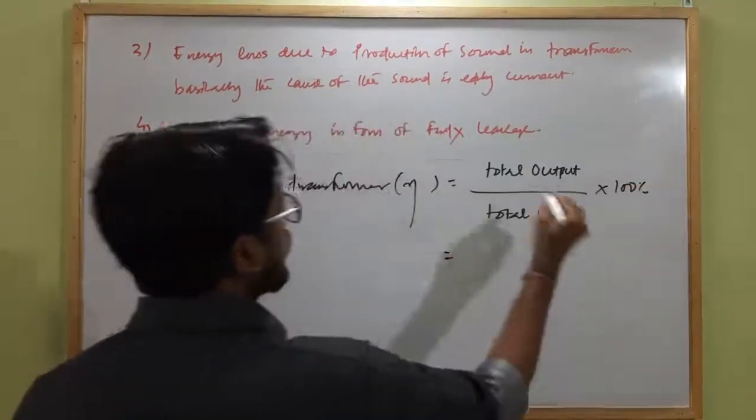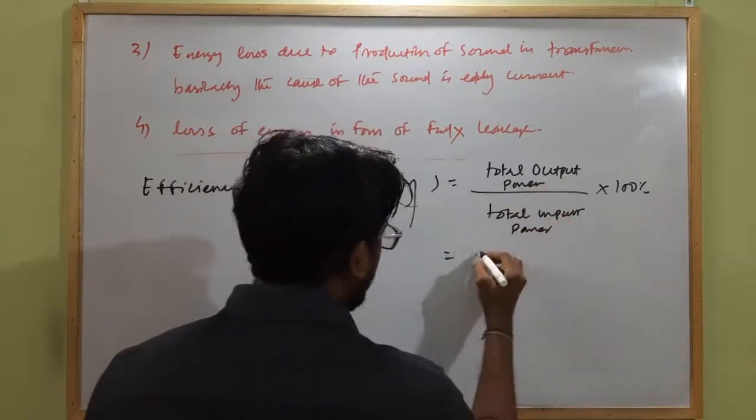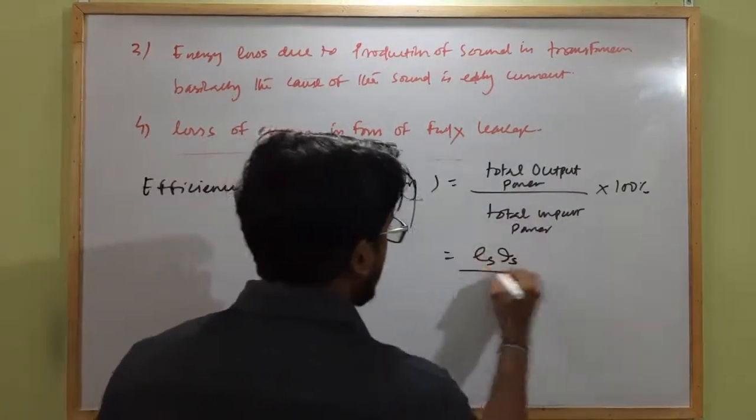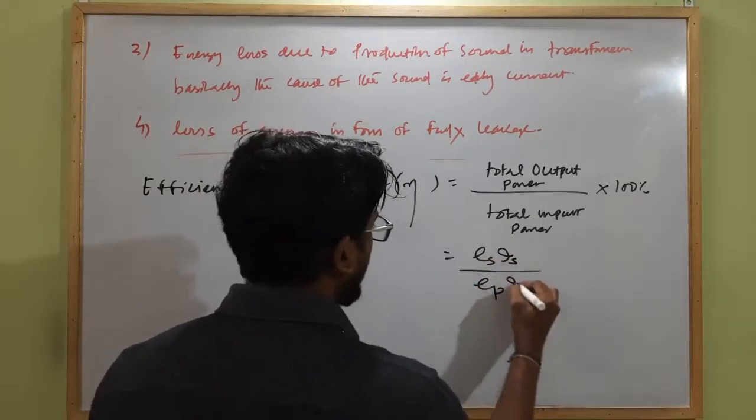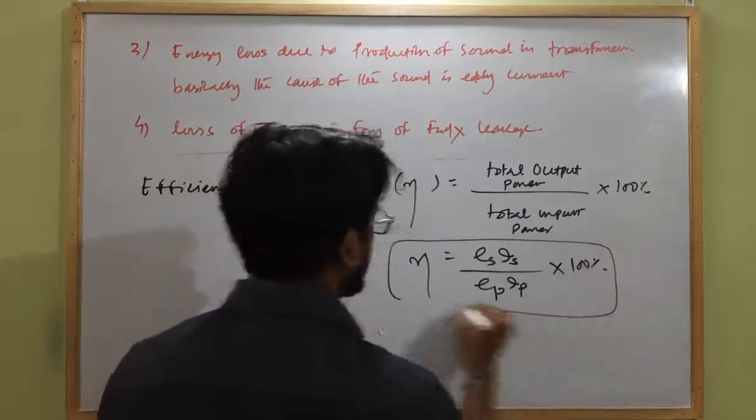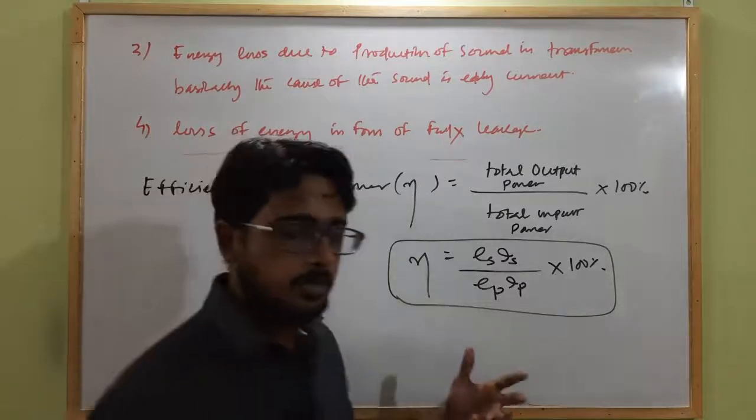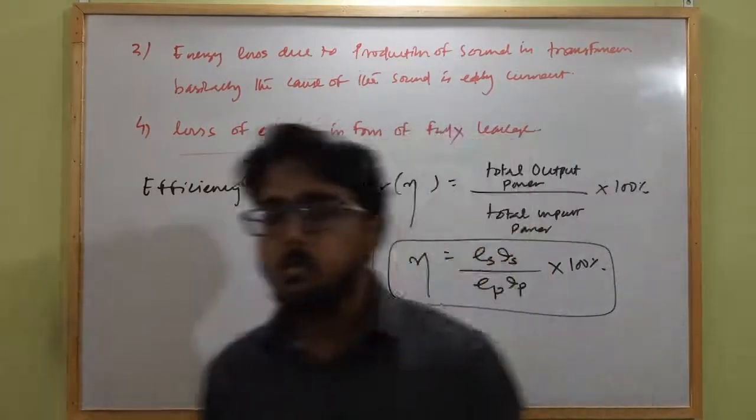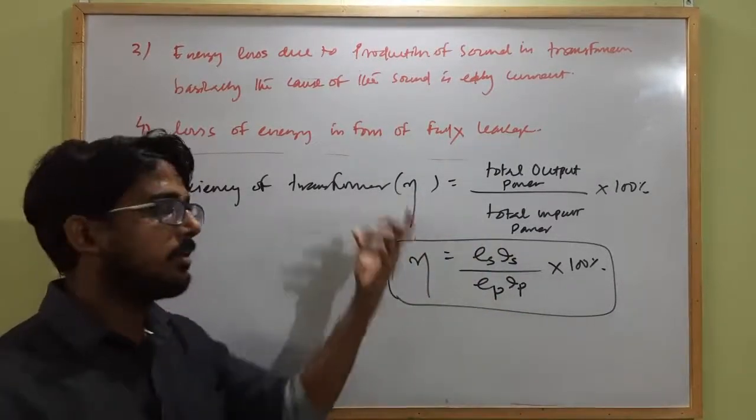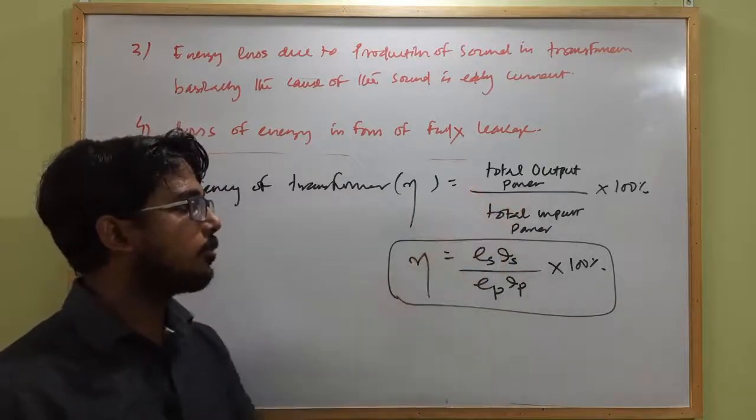So what is the total output power? Total input power. So total output power, we know ES, the EMF across secondary, into current across secondary, divided by the EMF across primary into current across primary, into 100%. This will be the percentage of the efficiency of a transformer. Clear? So we already studied the energy losses in transformer, and how to calculate the efficiency of a transformer, which can never be 100%, because there is some loss of energy in different forms. So this is the expression for efficiency of a transformer: total output power by total input power.